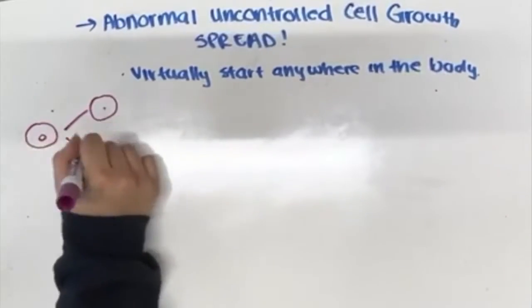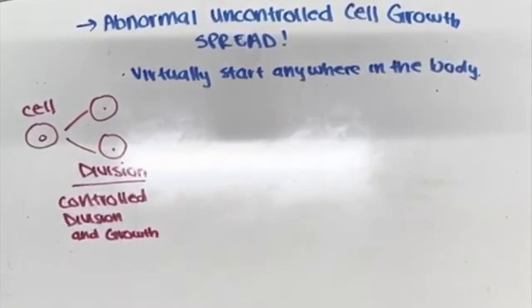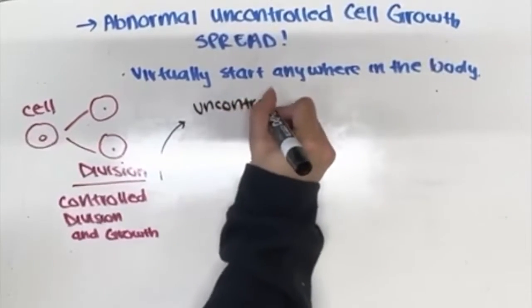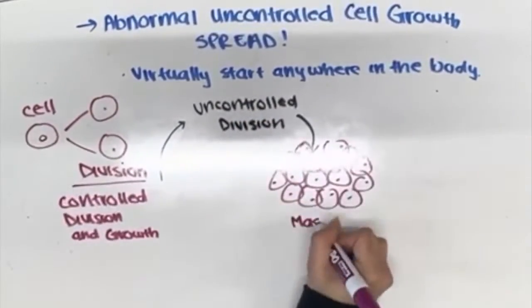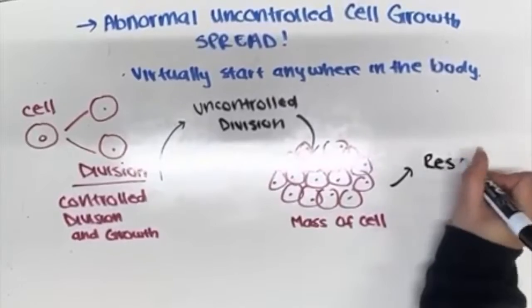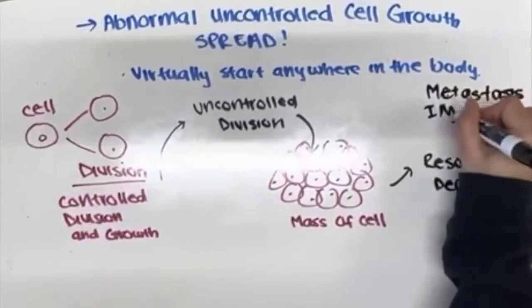A normal cell simply divides through cell division in a controlled manner, but it's when the division loses its control and we get uncontrolled cell division, resulting in a mass of accumulated cells. This eventually depletes resources and sometimes also invades nearby tissues and organs when it attains mobility, called metastasis.